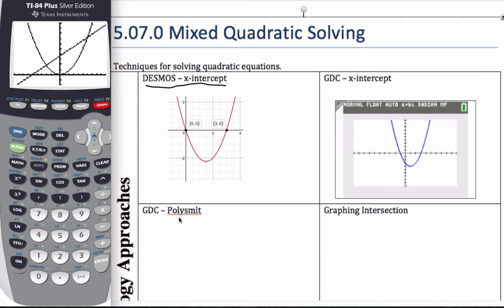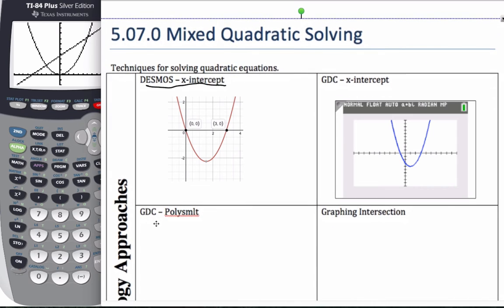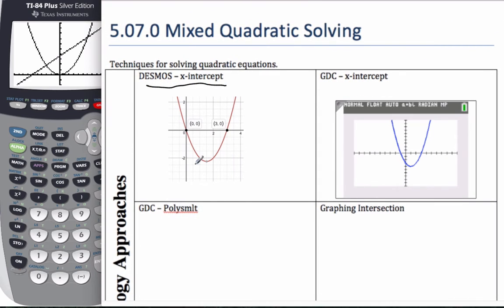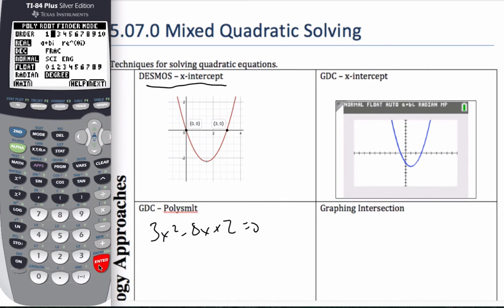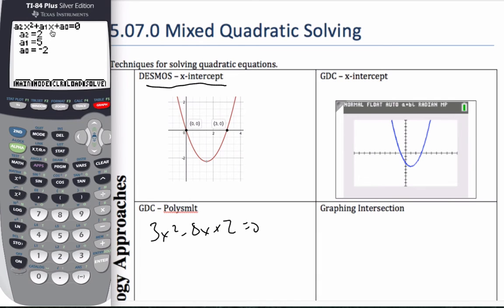Another way to do it is if you have polysimultaneous. If I have an equation like 3x squared minus 8x plus 2 equals 0, when it's written as such, if you go to apps, polysimultaneous, you're going to do the root finder next, and then you plug the coefficients into here, and this will quickly find you your solutions.